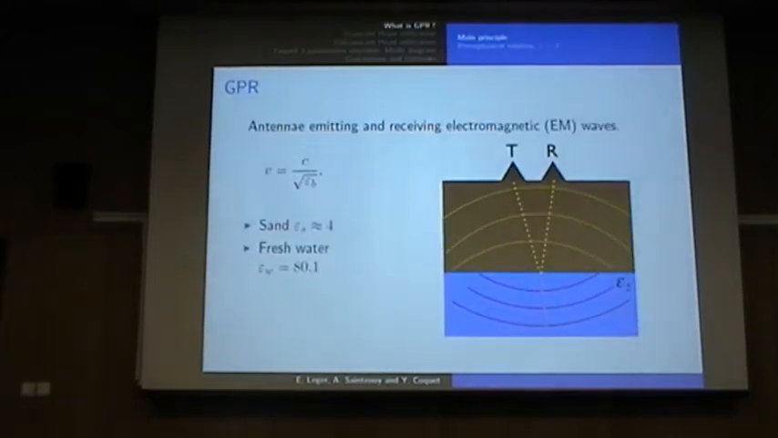So I will give you some ideas. Ground penetrating radar is just an antenna emitting and receiving electromagnetic waves. Through soils, those waves propagate inside the soil at a speed which is inversely proportional to the square root of the dielectric permittivity, the dielectric property of each medium. For instance, for sand it is about 4, and for fresh water it is equal to 80.1. As you can see, we will have a big sensitivity to water.